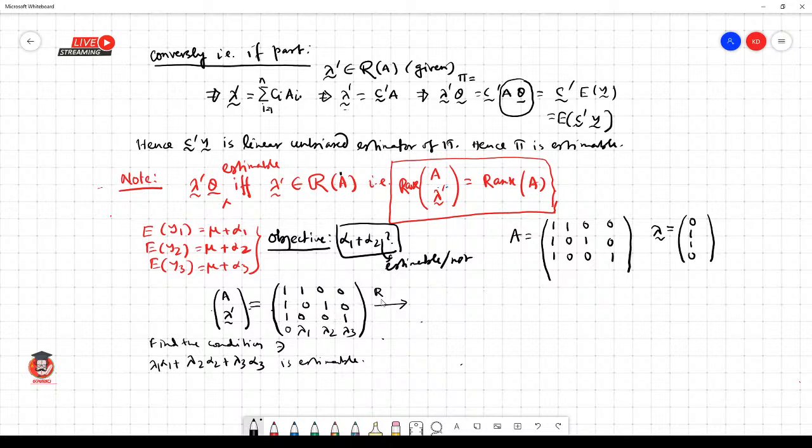Now just applying row operations, R2 minus R1, you get 1 0 1 minus 1 0 1 0 0. Then R3 minus R1, so this is 0 minus 1 0 1. So this is 0. Now lambda 1, lambda 2, lambda 3.